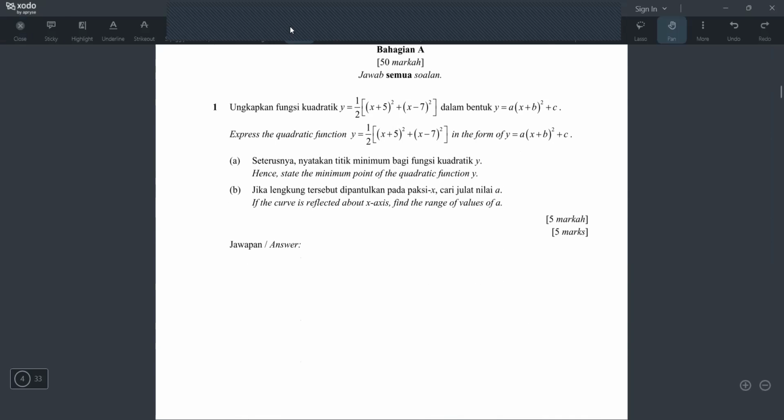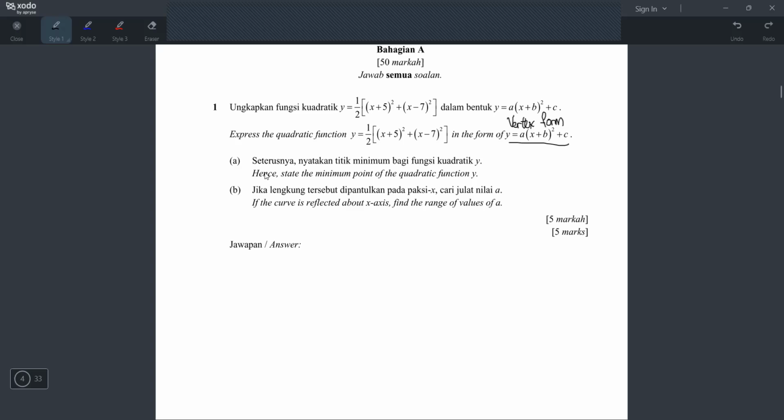All right, question number 1. Okay, let's read the question. Express the quadratic function y equals to this thing in this form. All right, this form we call it vertex form. In order to change to vertex form, we have to make sure our equation is in general form first, and then we do completing the square to change to this form.